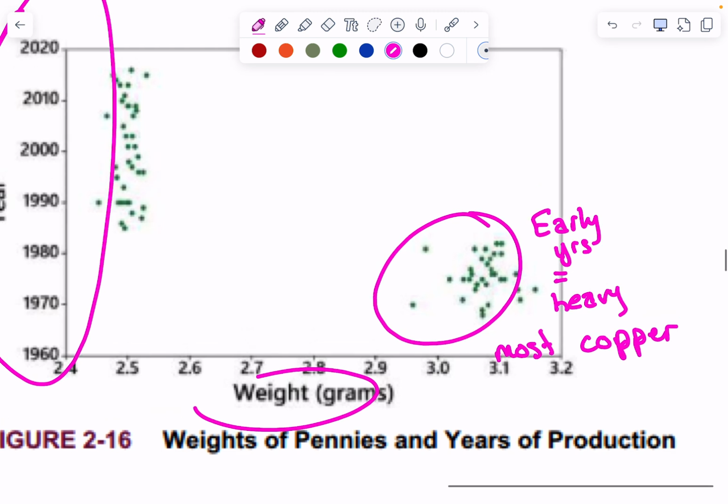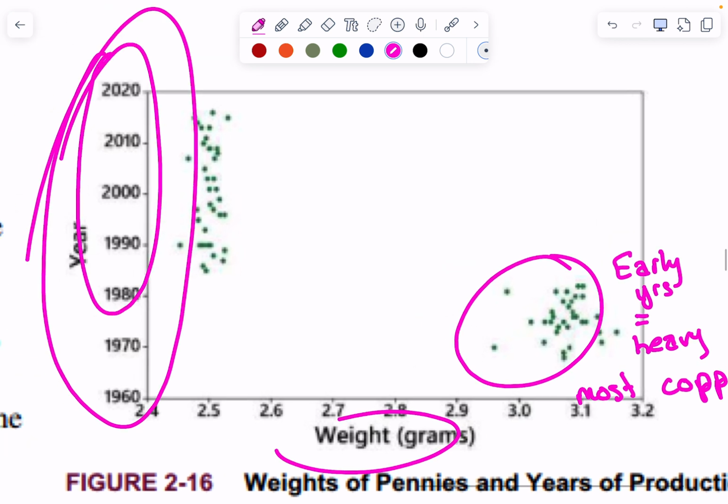All right. So in the early years, they were mostly made of copper, like 85% copper, 15% zinc, right? And they were heavier pennies. Then in the later years, we started making them out of zinc. We flipped it, so we did 85% zinc, 15% copper, and they were less weight, right? So they went over here on the scale of weight, and then went up higher.